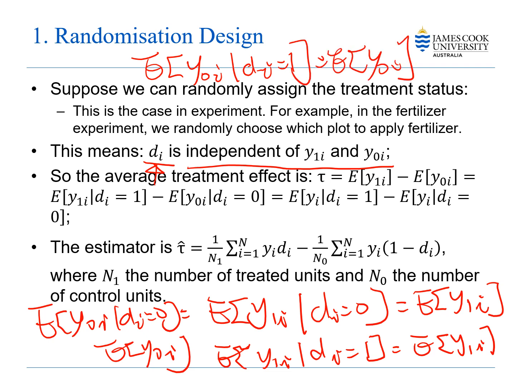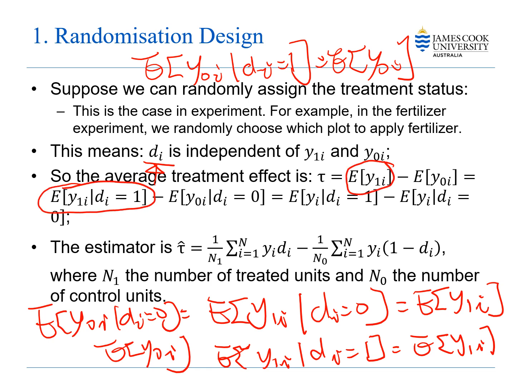So this randomization allows us to estimate the counterfactuals. The average treatment effect is equal to this. That's the definition. Now we want to estimate this. So remember, now we can replace these terms by these terms.